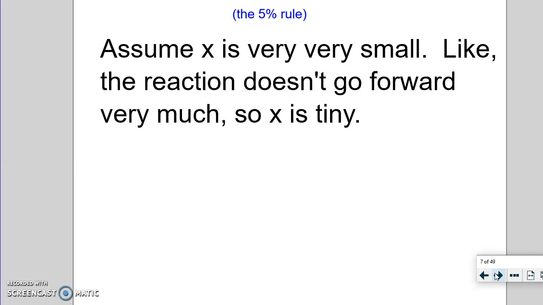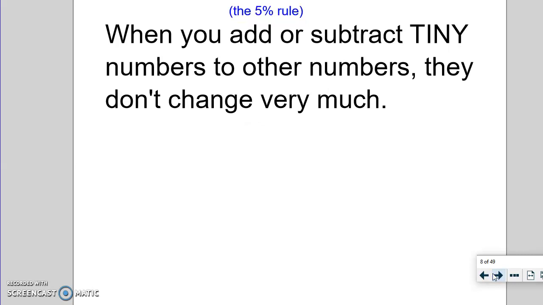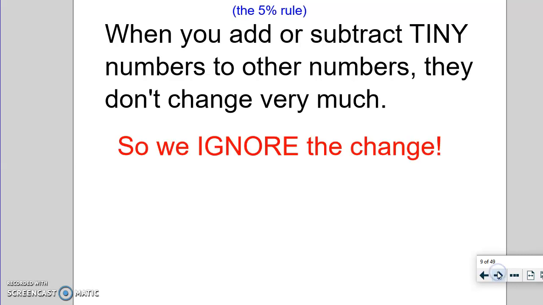So what we're going to do with the 5% rule is, you've got your thing set up, and we're going to assume that x is some reaction amount, and that the reaction amount is very, very small. Like the reaction didn't go forward very much. So x is tiny. And by the way, this works better if your k value is small. So when you add or subtract a tiny number to other numbers, they don't change very much. That's the premise of the 5% rule. So we can ignore the change. You can ignore changes that are small mathematically.